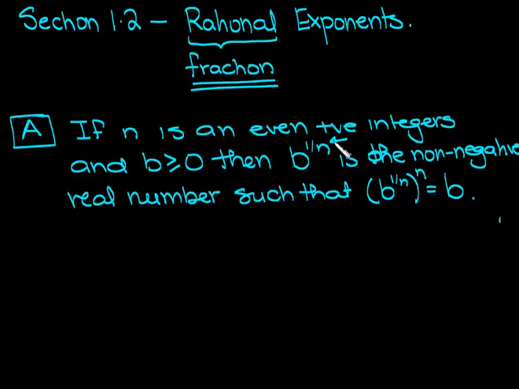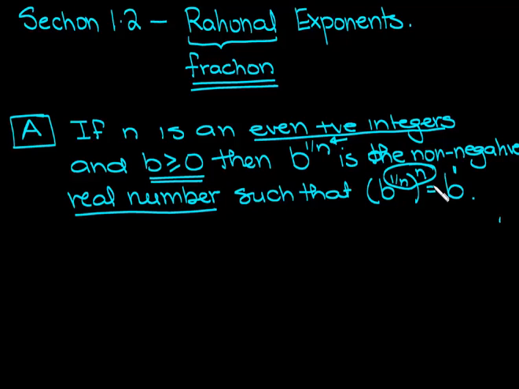You can see my exponent now is a fraction. So we say if n is an even positive integer, whole number like 2, 3, 4, 5 and so on, and b is a positive number, then we define b to the 1 over n as a non-negative real number such that b to the 1 over n raised to n is equal to b. And you can see that if I were to multiply this using the exponential property that we learned in the last section, you'll get 1 over n times n is just 1. That's what we end up with.